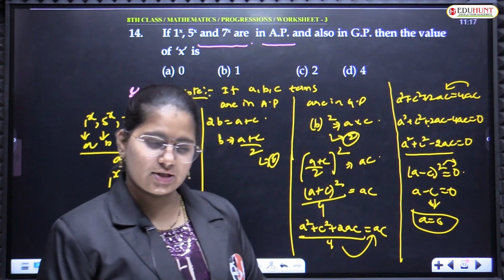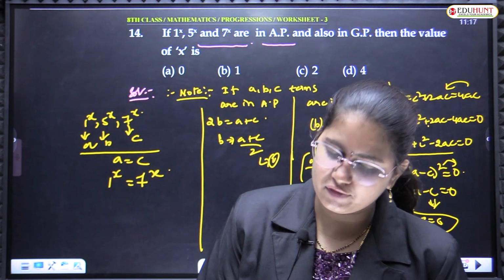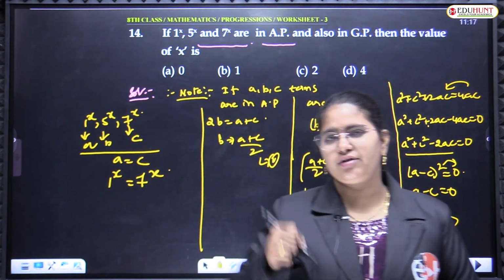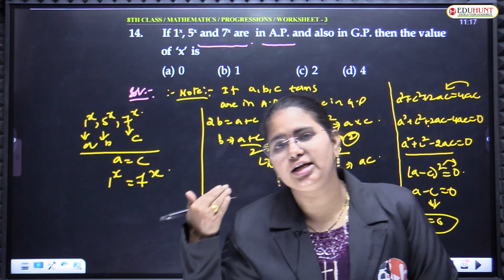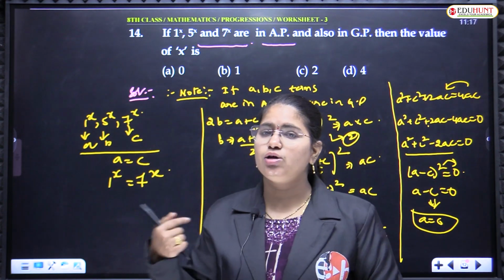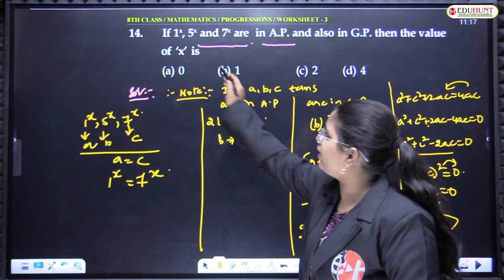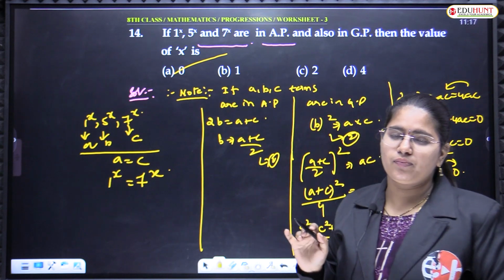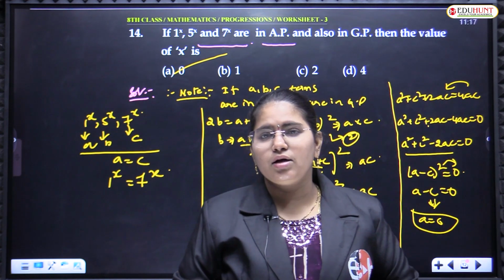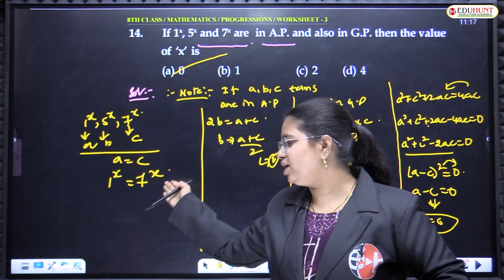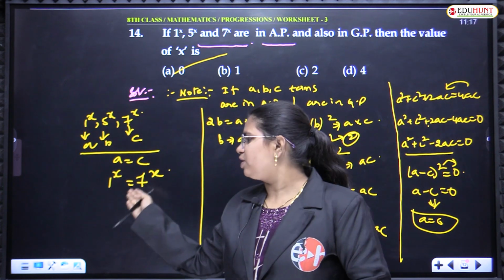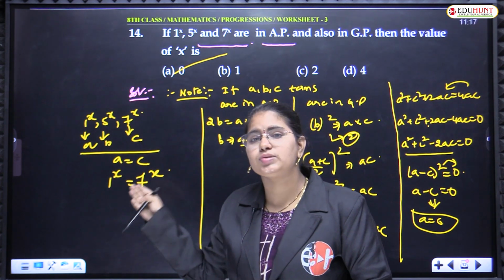1 power of x must be equal to 7 power of x. Now comes the trick. At what value of x? Here you need to find the value of x, right? Yes or no? At what value of x will both values be equal? Tell me. 1 should be equal to 7.